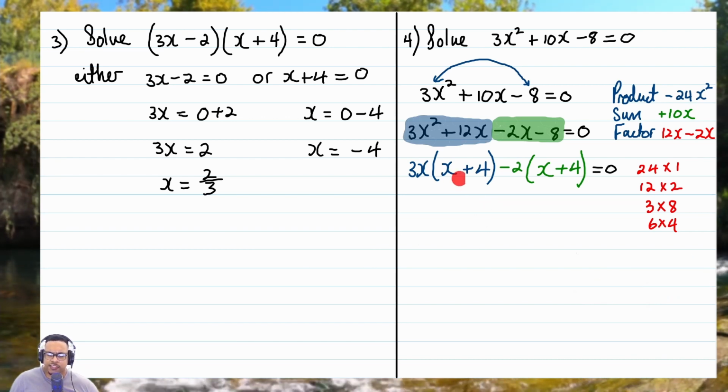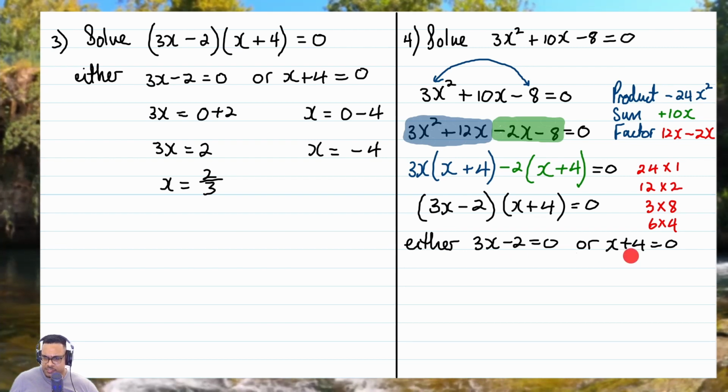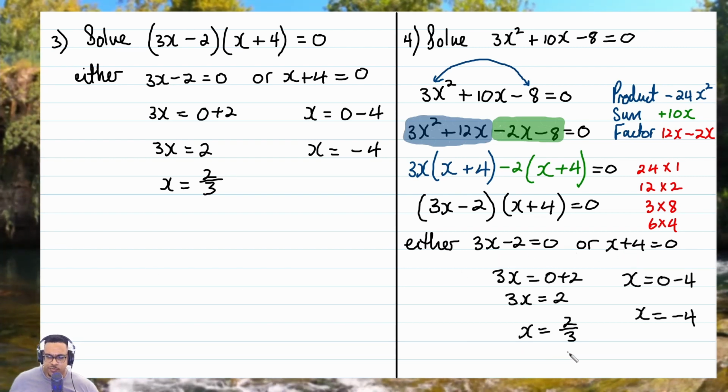Now notice in our brackets, we have x plus 4 occurring twice. So now we'll take what's outside the bracket, which is 3x take away 2, and we'll put it in brackets. Then we'll take this bracket, x plus 4, which is occurring twice, and write it once. And now from here, it's just like what we did up here. We'll say either 3x take away 2 is equal to 0, or x plus 4 is equal to 0. And now we solve these two equations separately. And that's your answer. Either x is equal to 2/3 or x is equal to negative 4.